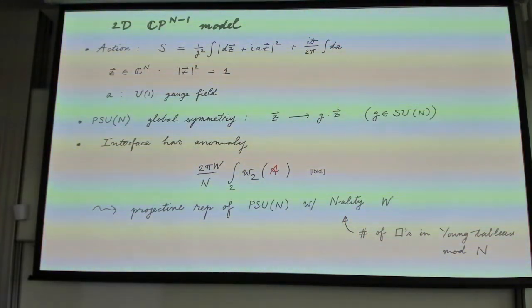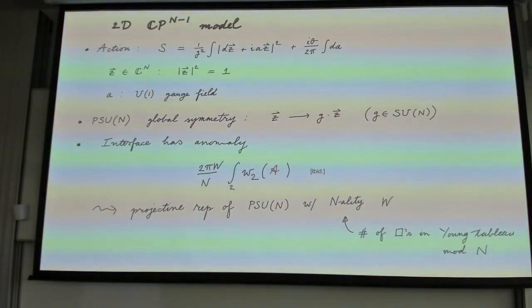And as on the previous slide, when you consider an interface of theta interpolating between the values 0 and 2 pi w, then you get this kind of anomaly, where w_2 of A, A being some background gauge field for the PSU(N) global symmetry, is just some integer mod N, which depends on the gauge field.